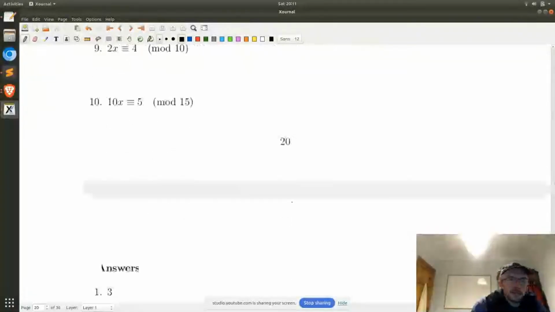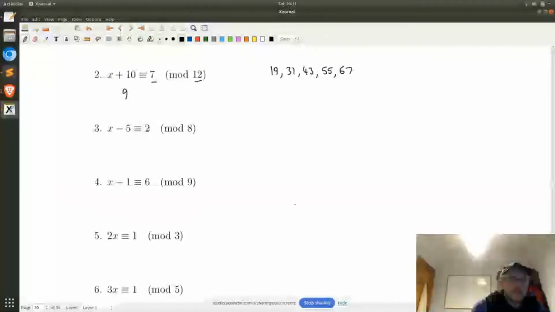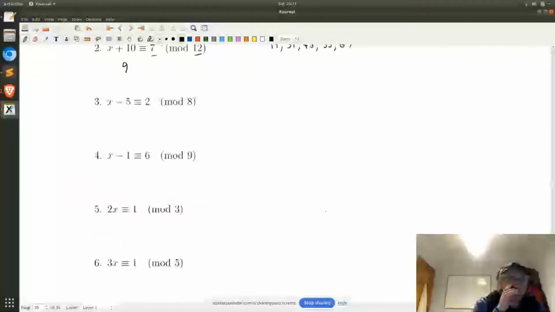Okay, so first, oh no, whoops, nearly saw the answers. So, all right. A number which, when you subtract 5, gives you 2 after dividing it by 8. So what are the numbers, the positive numbers which are congruent to 2 modulo 8?